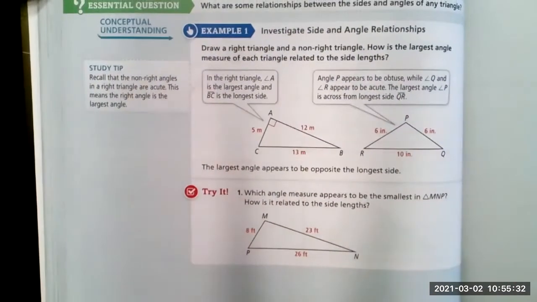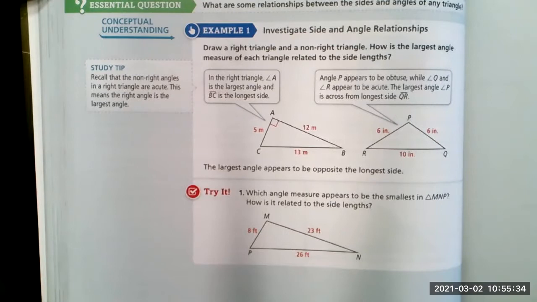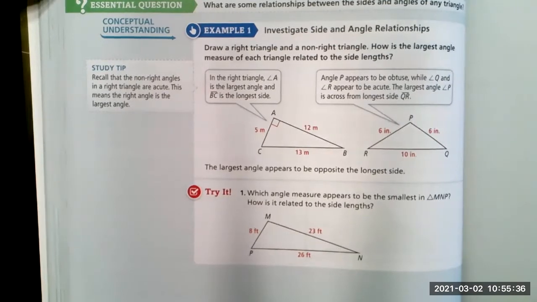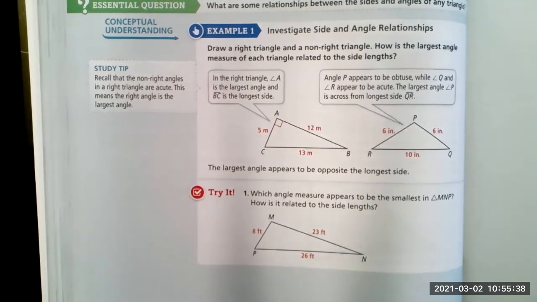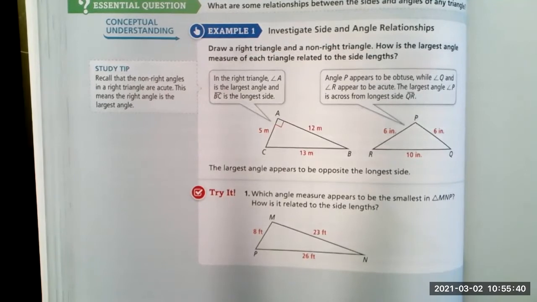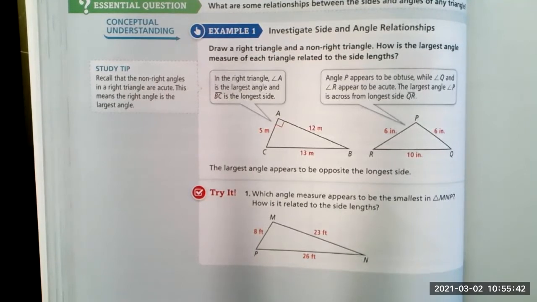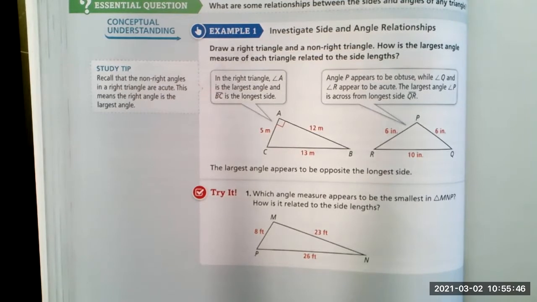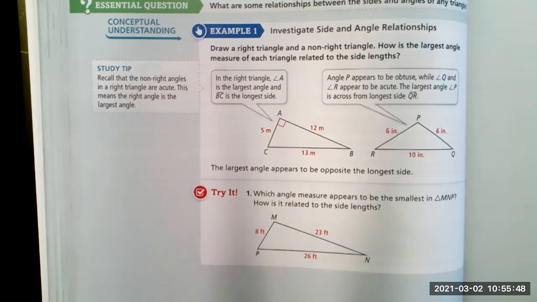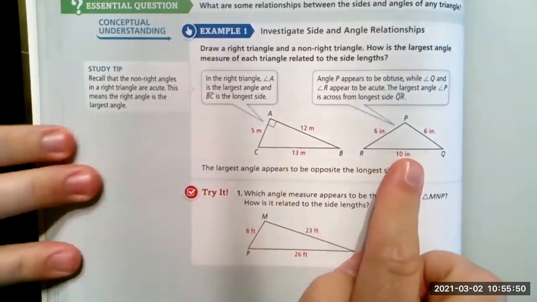Example 1. Investigate side and angle relationships. So what they're saying is if you have a situation with a side, the corresponding angle that they're going to talk about always does a very specific thing. So they're starting off with just drawing two different types of triangles.